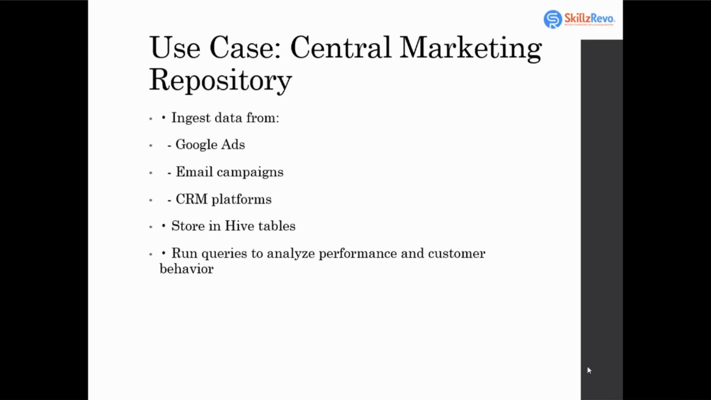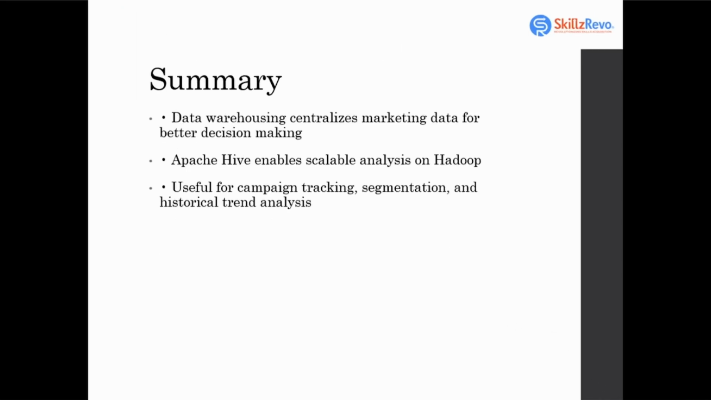And now it's time to summarize the things which we have seen. So what we have learned today. Data warehousing is essential for centralizing data and making it useful. And Apache Hive is a powerful tool that runs on Hadoop and supports SQL-based queries. For marketing, Hive helps to bring together data from multiple platforms into one place. It supports scalable, efficient, and real-time analytics that help to improve decisions, optimize campaigns and drive growth.